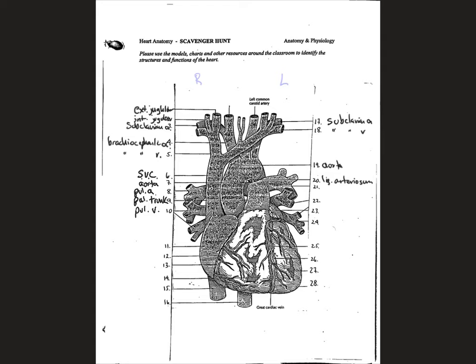Over on the right side, 21 would be the pulmonary artery. Now remember, for all of these structures, we would denote whether they are the right or left pulmonary vein, right and left pulmonary artery, and so forth. 22 would be the pulmonary vein. And 23 is the atrium. That would be the left atrium.